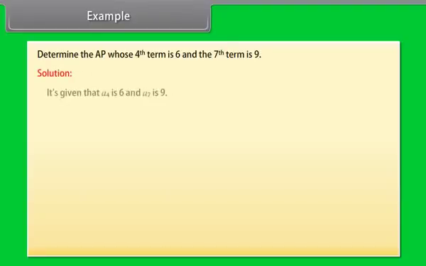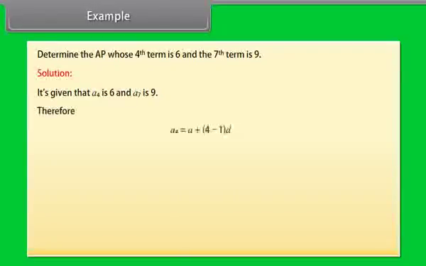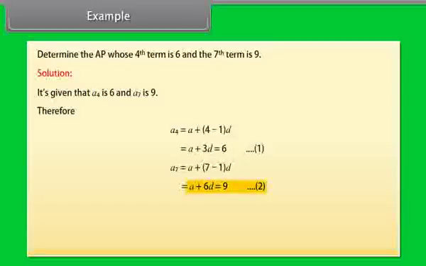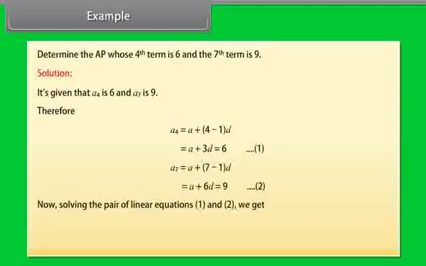Example. Determine the AP whose 4th term is 6 and the 7th term is 9. Solution. It's given that a4 is 6 and a7 is 9. Therefore, a4 is equal to a plus 4 minus 1 d, which is equal to a plus 3d, which equals 6. Mark it as equation 1. And a7 is equal to a plus 7 minus 1 d, which is equal to a plus 6d, which equals 9. Mark it as equation 2. Now solving the pair of linear equations 1 and 2, we get a is equal to 3 and d is equal to 1.